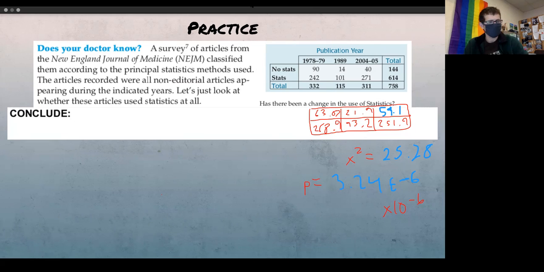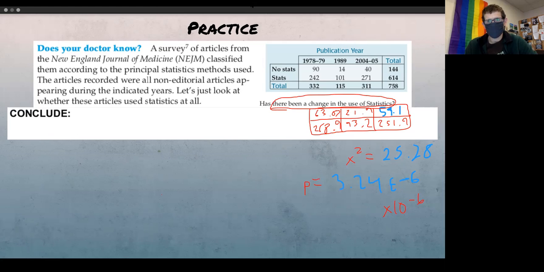Okay, there we go. So that's a fair question. So yeah, just to verbalize it, if you want me to write it down, I'll do it. But because our p-value of 3.24 times 10 to the negative 6 is less than our significance level of 0.05, we reject the null hypothesis. There is convincing evidence that there has been a change in the use of statistics. And now our real alternate hypothesis is that there is a difference in these different samples.